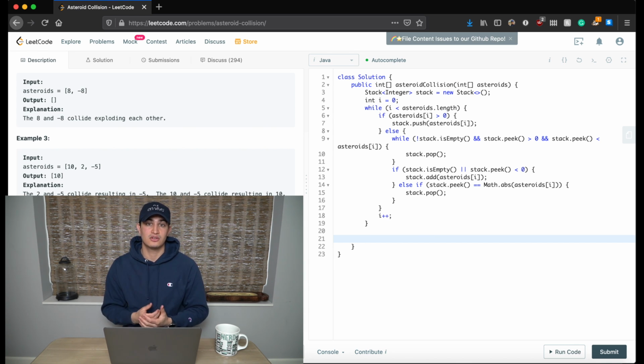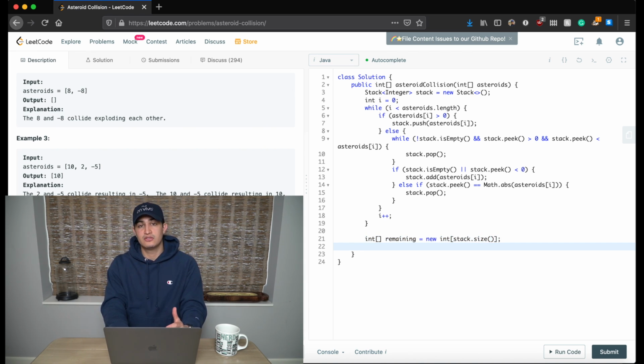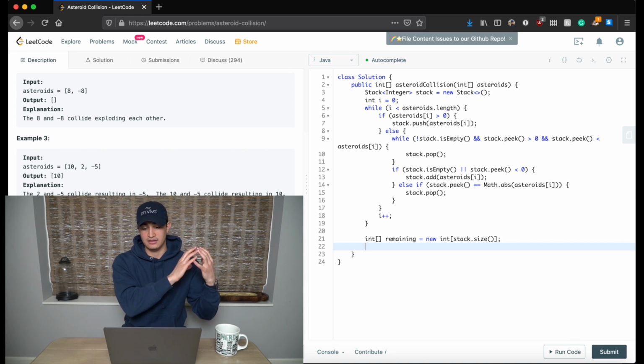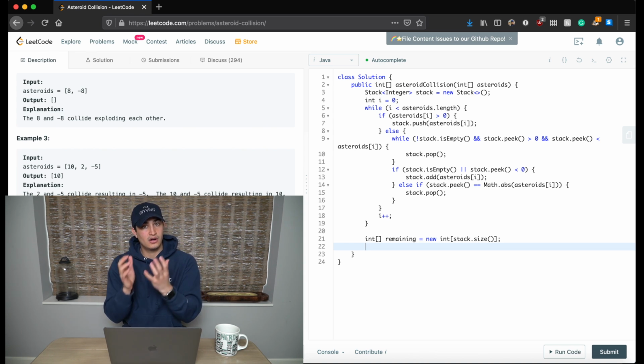So because we need to return our values in the opposite order, we're just going to initialize an integer array to return. So I'm going to say int[], and these are really going to be the remaining asteroids, right? So I'm going to say remaining equals new int, and then we're going to have however many are left in our stack. So I'll say stack.size. And now we can basically just go through and populate that integer array in reverse order. So we can put the thing at the top of our stack in the last spot, the thing at the second last position in our stack at the second last position of remaining, and so on and so forth.